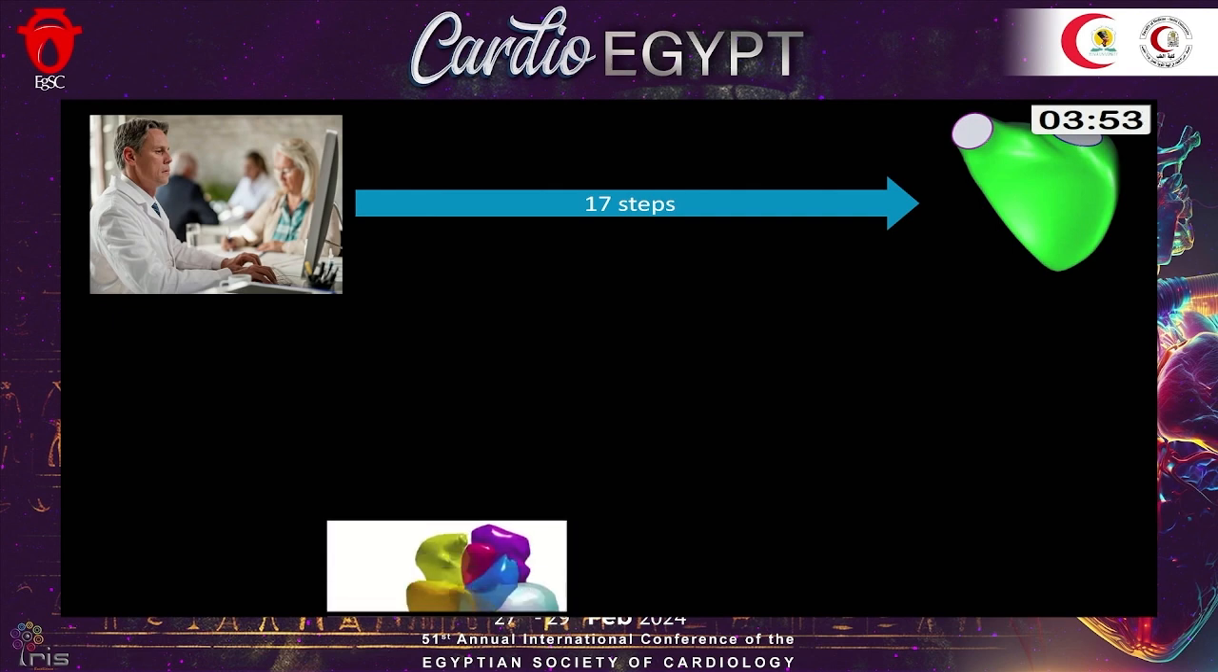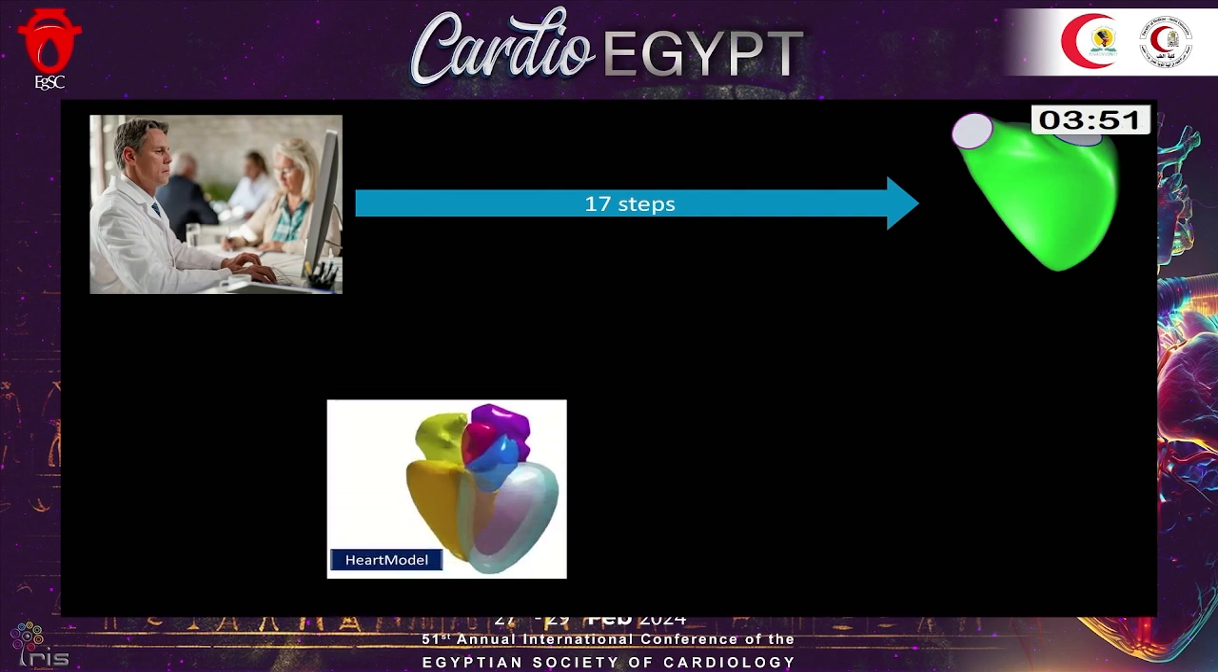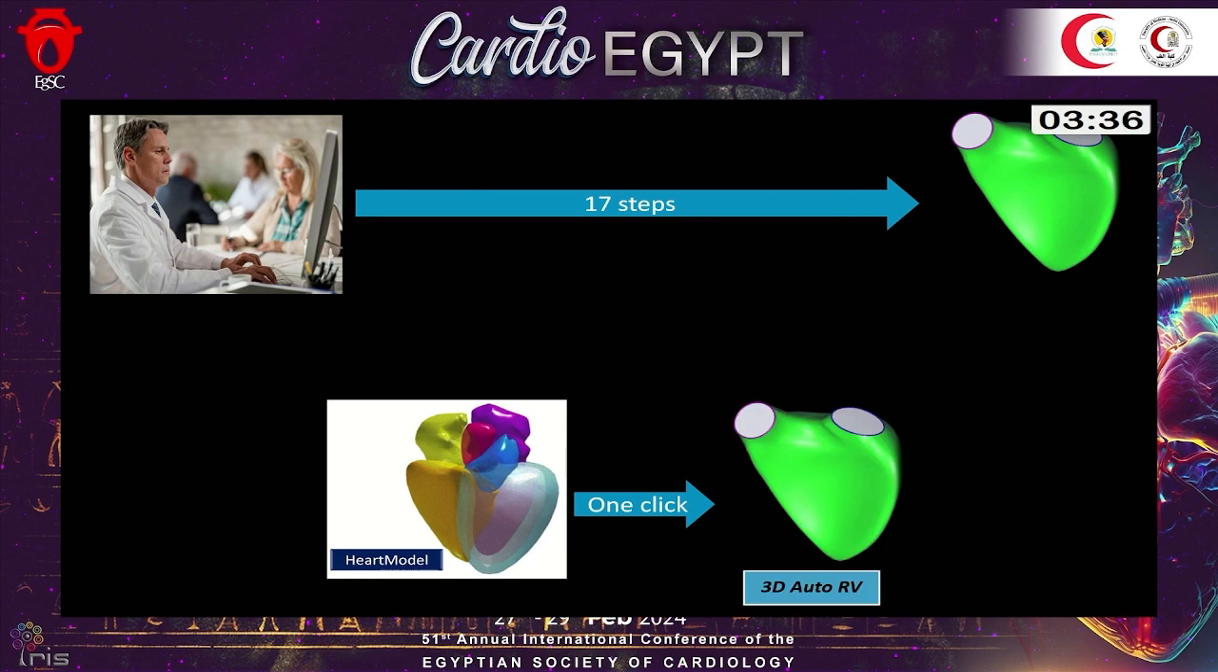Now, because we have the heart model we have just talked about, this tool traces all the cardiac chambers automatically. So instead of the doctor teaching the software where the landmarks are to get the RV, now the heart model teaches the software in one click where the landmarks are. So now we have the 3D auto RV. Again, one click of a button, not 17 steps.